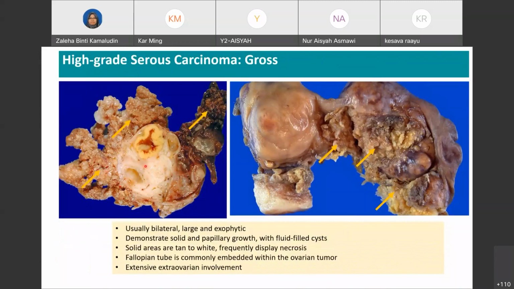This is the cut surface of the ovary. This is the corpus luteum, the yellowish color, and this is a dilated follicular cyst. Here is the tumor. It shows exophytic growth with a papillary surface. In some areas you can see evidence of hemorrhage and necrosis over here. And this is an example of a TAHBSO specimen.